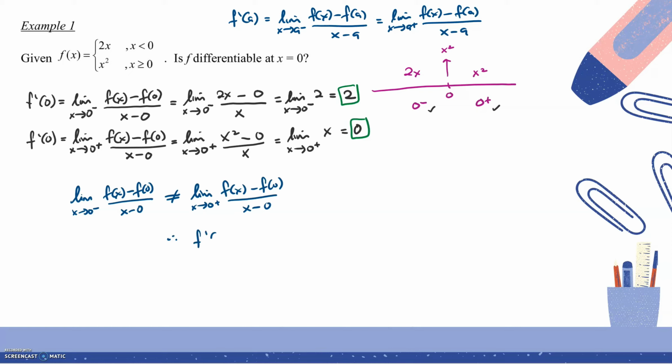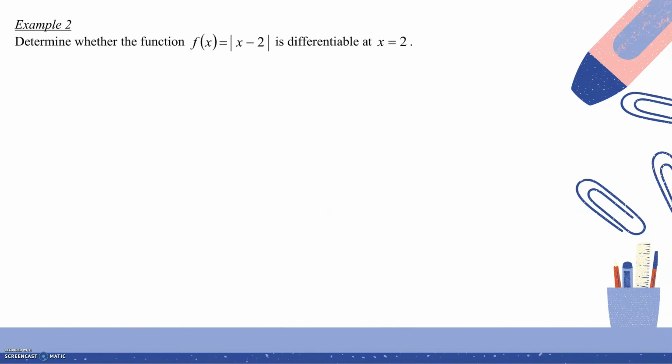Therefore, f prime 0 does not exist. Hence, f is not differentiable at x equals 0. Example 2. Determine whether the function f(x) equals modulus of x minus 2 is differentiable at x equals 2.